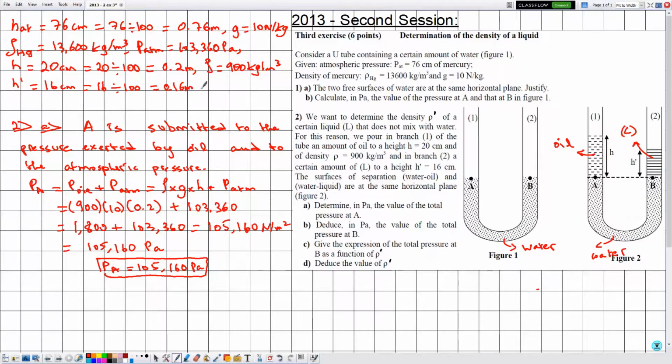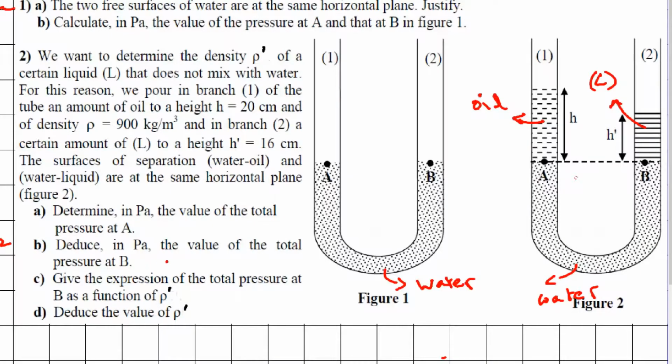So the total pressure at the point A is given by this value. Now in part B, they are telling me to deduce, in Pascal, the value of the total pressure at point B. By deduce, it means that we need to use the previous part. So notice that here the points A and B have the same pressure, due to the simple reason which is given by the rule of 3.